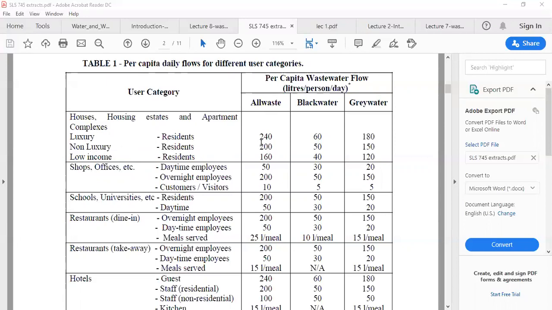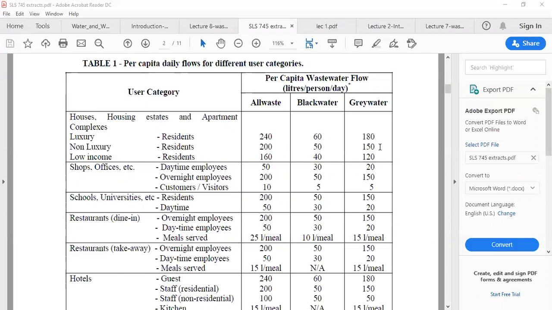So we are considering all waste, right? Here they have given black water and grey water separately as well. You know what black water and grey water are, right? What is black water? Sewage water. So black water is sewage water and grey water is washing and food waste, like that.